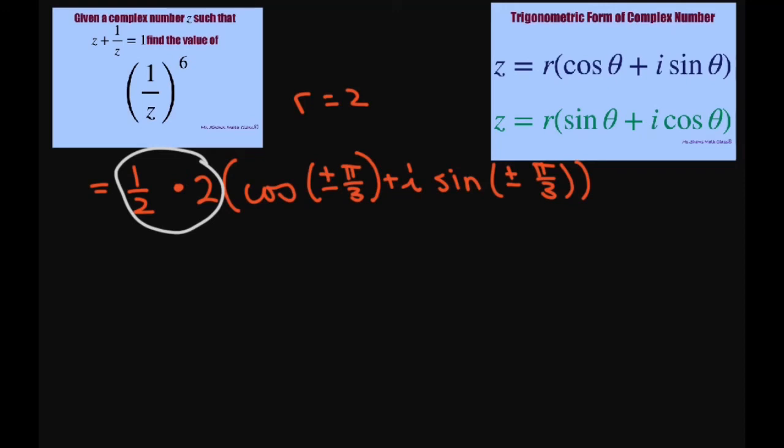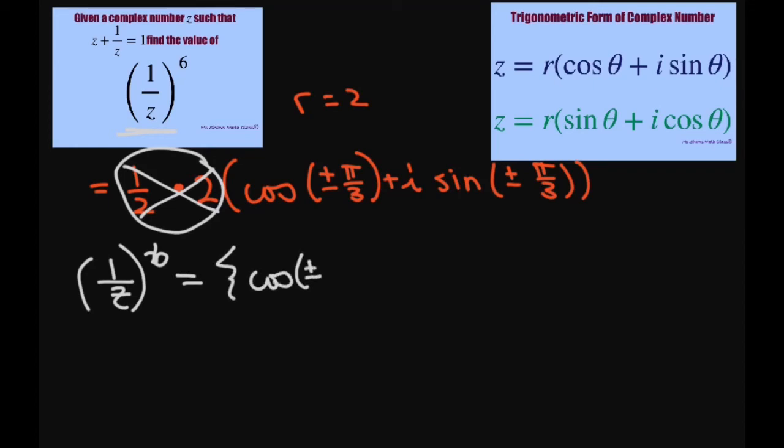And now we're going to look at this value. So we have 1 divided by z to the power of 6. And this is gone now. So basically what you do is you're just going to take your equation, cosine of plus or minus pi divided by 3 plus I times sine of plus or minus pi divided by 3, and this is to the power of 6.